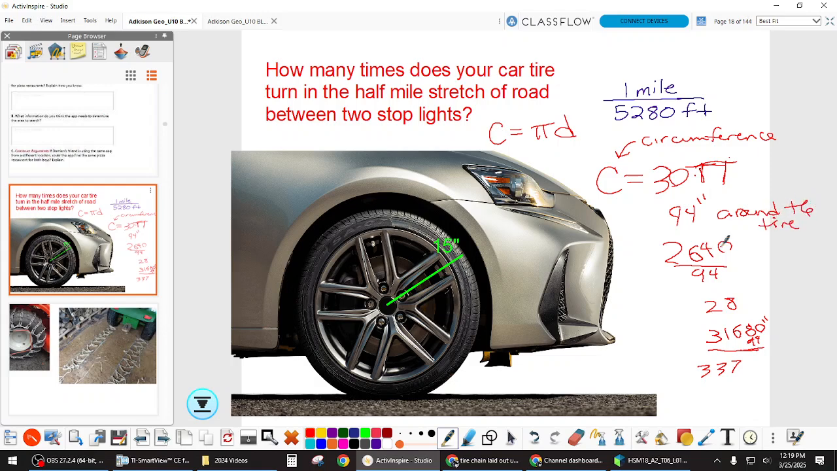Okay, and then the 2640, that's the feet in a half mile. Alright, so I'm going to erase that. Why was that wrong? Because we had to convert it into inches. Yeah.